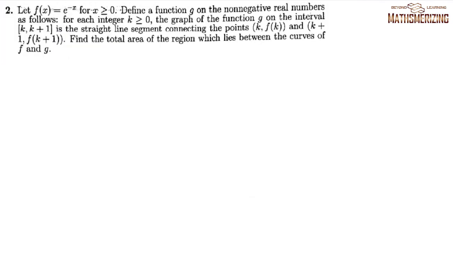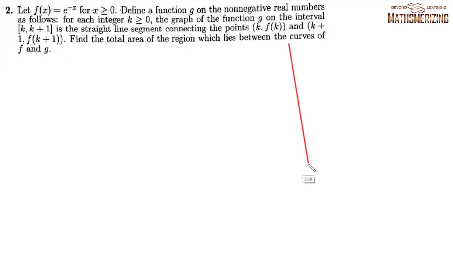Now question number 2 is: let f(x) equals e^(-x) for x greater than or equal to 0. Define a function g on the non-negative real numbers as follows. For each integer k greater than or equal to 0, the graph of the function g on the interval [k, k+1] is a straight line segment connecting the points (k, f(k)) and (k+1, f(k+1)). Find the total area of the region which lies between the curves of f and g.